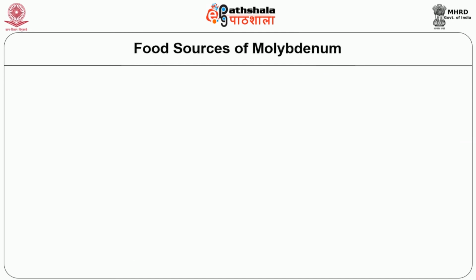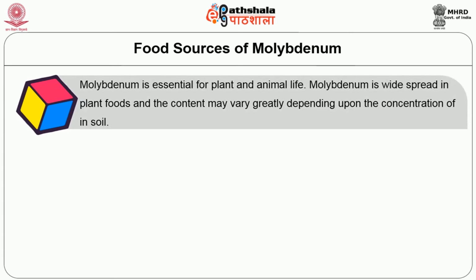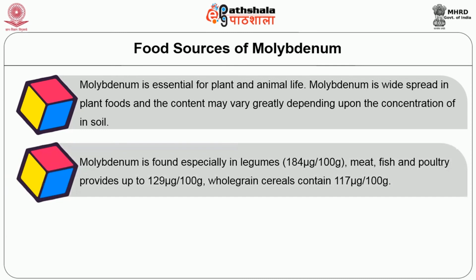Let us identify the food sources of molybdenum. Molybdenum is essential for plant and animal life. Molybdenum is widespread in plant foods, and the content may vary greatly depending upon the concentration in soil. Molybdenum is found especially in legumes, meat, fish, and poultry.